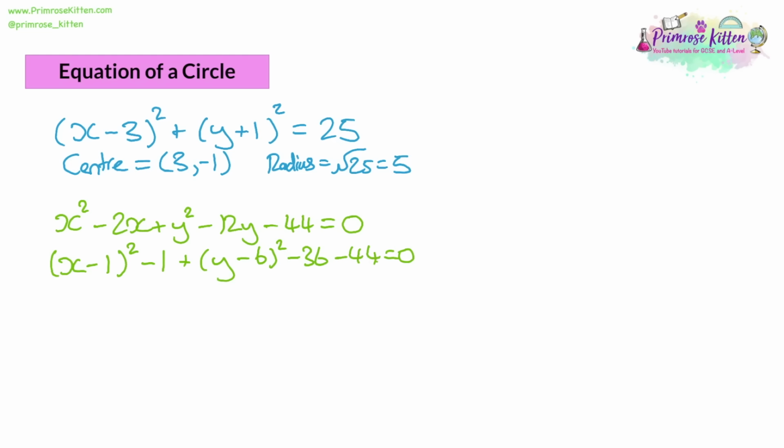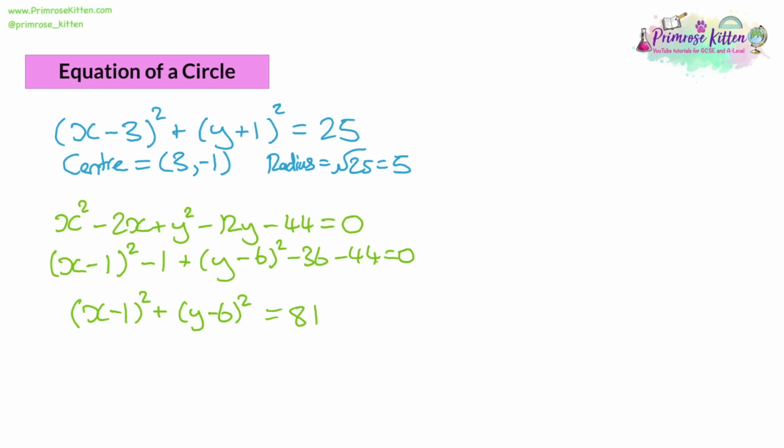So now we need to collect up all the number terms. So we have a negative 1, a negative 36, and a negative 44. So the bracket part looks right. Collect up all the terms. We're going to get negative 81, which is equal to 0. And we want to get that on the right-hand side, so we're going to add 81 to both sides. So when you add up all your numbers, reverse the sign and move it to the other side.